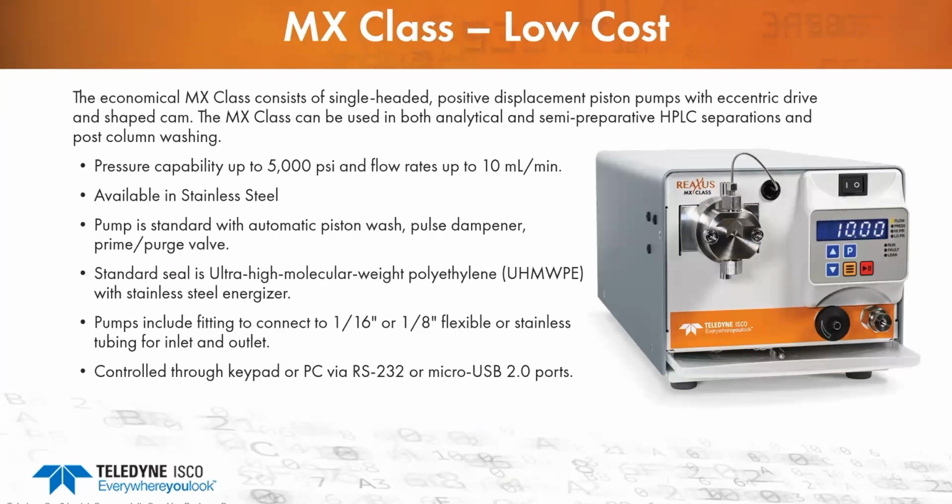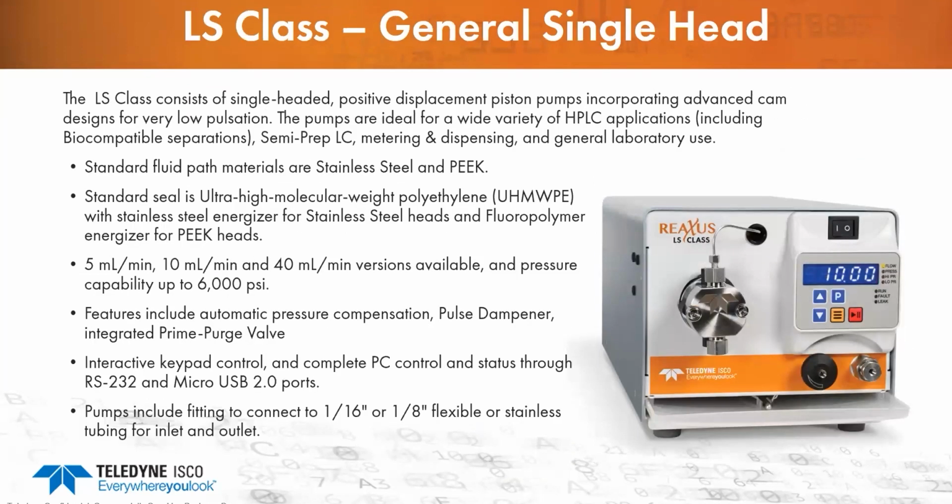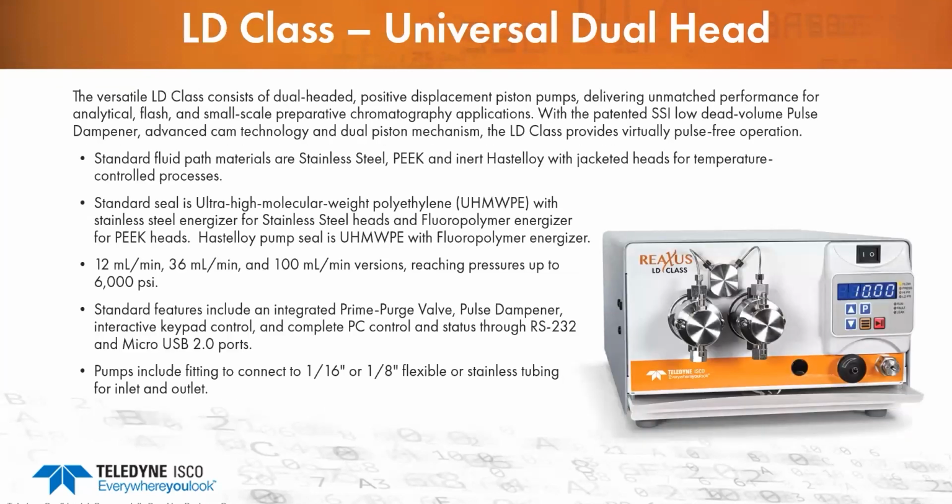The MX class is also a small, affordable single pump head model with up to 5,000 psi of pressure. The LS class is a single pump head model which can be ordered with stainless steel or PEEK pump heads and features 3 different flow rates. The LD is the first dual pump head model that we offer, with stainless steel, Hastelloy, or PEEK pump heads. This model also comes with 3 different flow rates and high pressure.